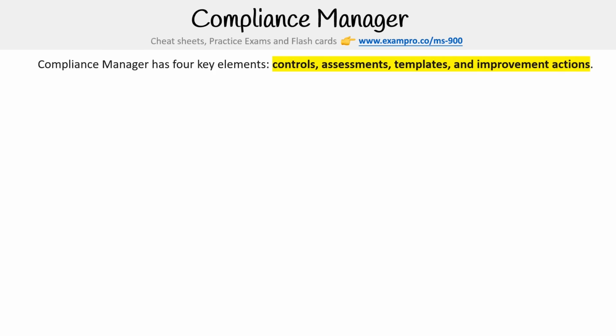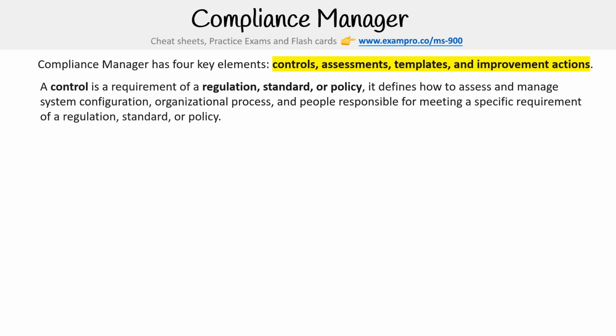So the Compliance Manager has 4 key elements that you should have a basic understanding of: controls, assessments, templates, and improvement actions. The first is control. So a control is a requirement of a regulation, standard, or policy. It defines how to assess and manage system configuration, organizational process, and people responsible for meeting a specific requirement of a regulation, standard, or policy. So Compliance Manager tracks the following types of controls.